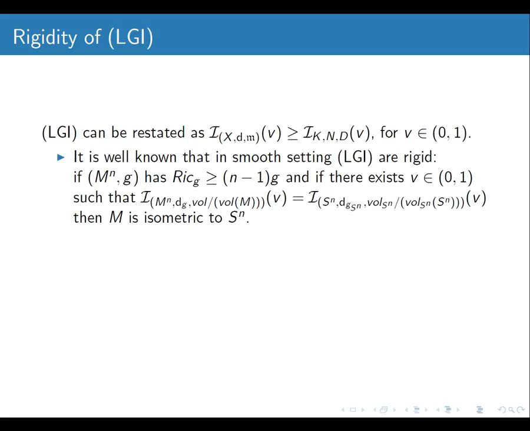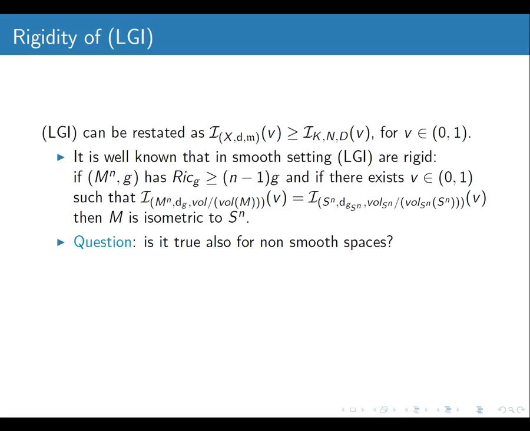There is a property of this inequality called the rigidity, which was known to hold in the smooth world, and goes as follows. If you have a Riemannian manifold with Ricci curvature larger than n-1, and if you know that there exists a single volume for which the isoperimetric profile function of this manifold coincides with the isoperimetric profile function of the sphere, then you can prove that M, your manifold, is isometric to the sphere. So this is a rigidity theorem that is true in the framework of Riemannian manifolds.